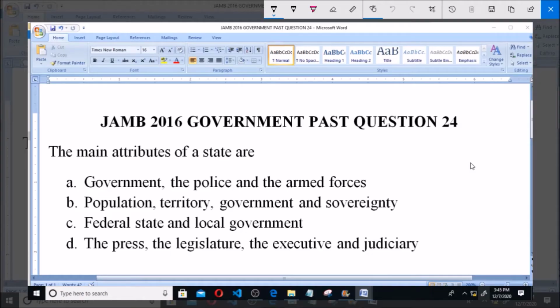This is JAMB year 2016 Government past question. Question number 24 says the main attributes of a state are dash. When we talk of attribute, it means features of a state.